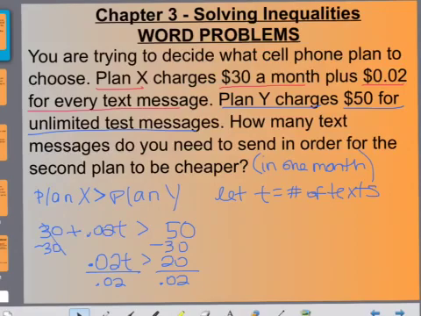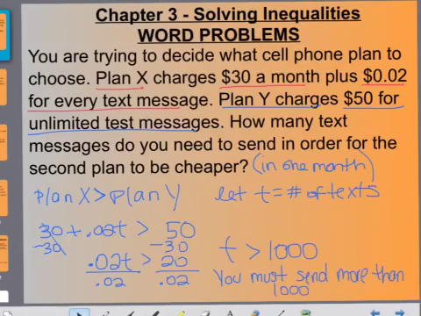And here we get that T has to be greater than 1,000. So you would phrase it as, in order for Plan Y to be cheaper, you must send more than 1,000 texts, because 1,000 texts wouldn't be enough. You'd have to send more than 1,000 texts, which means 1,001 or more, because you can't send half of a text message.